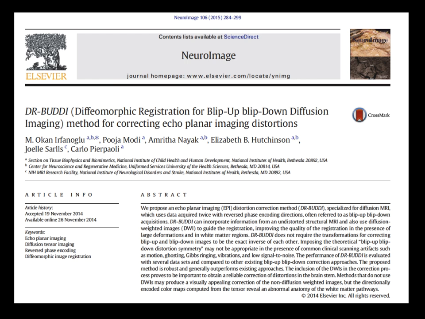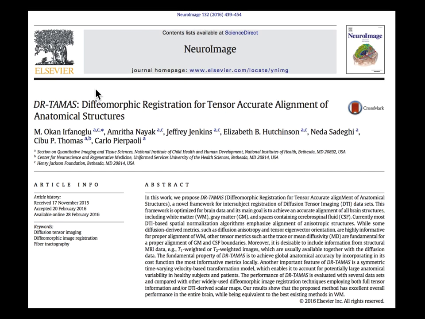So this is one of the approaches that Okan Irfanoglu in our group has worked on to correct this. I think there are other approaches out there. Top-up, for instance, is very popular in FSL. And the most efficacious approaches use so-called blip-up, blip-down data. So data acquired with opposite phase encoding direction. So two sets of data with the blip-up distortion in one direction and distortion in the opposite direction, okay?